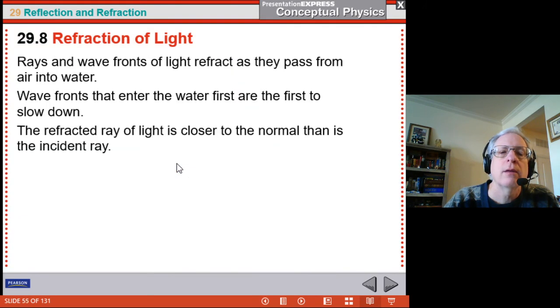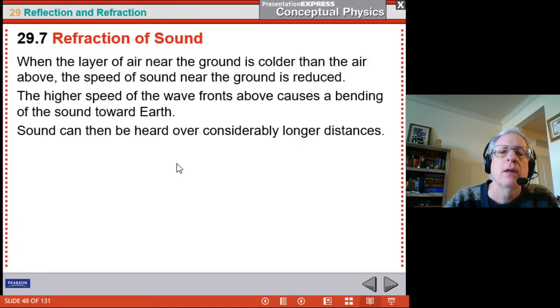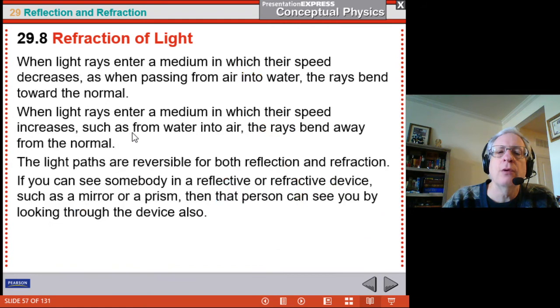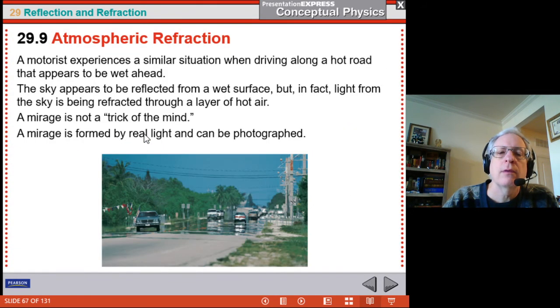Where's the image here? So warm air causes this bending. So if I have warm air coming off a hot road, just like sound gets bent up by air temperature differentials, if I go to this example here, you can see that this road creates a mirage where I'm seeing the sky that's actually being refracted off of this.